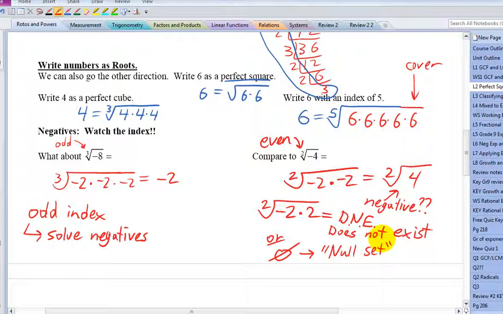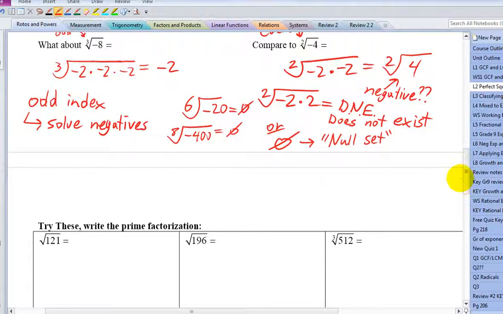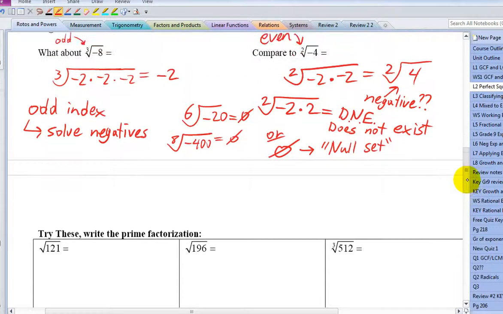Right? Even the 6th root of -20 does not exist. Even the 8th root of -400 does not exist because those are even indexes. You can't take an even index of a negative number. Any questions? Okay, turn it over.